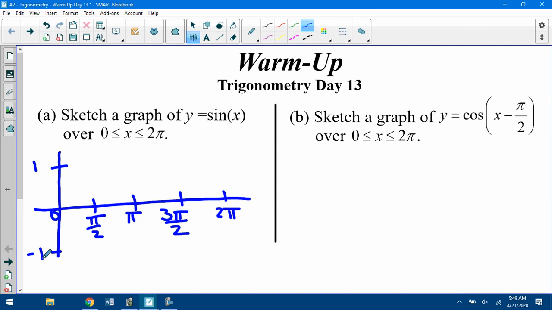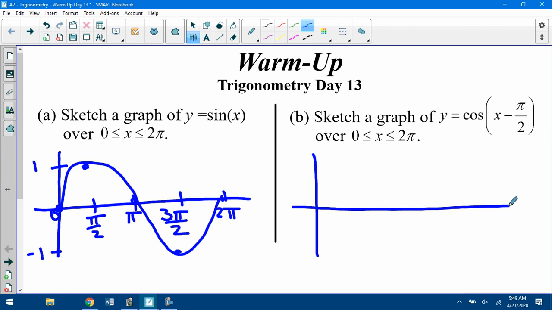And where does sine start? It starts at 0, the midline. So it goes 0, then it goes up first to 1, back to 0, -1, and it ends at 0. Okay, so there's sine between 0 and 2 pi. Now I want to sketch a graph of y equals cosine of x, also over 0 to 2 pi. So I can set it up the same way, 0, pi over 2, pi, 3 pi over 2, and 2 pi.